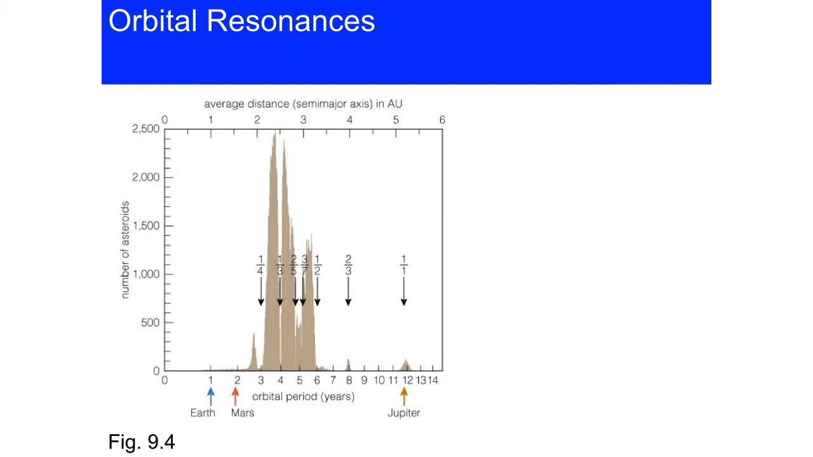The reason for that is orbital resonance, which is something I asked you to read about over the weekend. This is figure 9.4. This is probably the most important figure in that chapter, so let's take a look at it in detail.